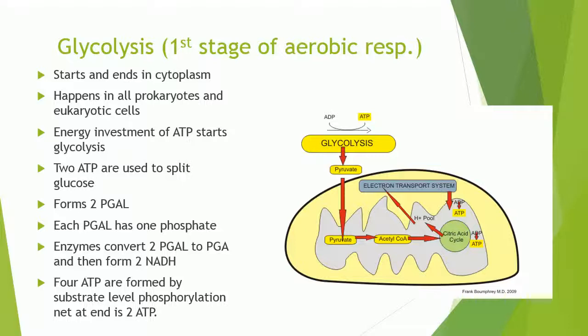That is a big long word. We're not going to worry about what pGAL stands for. Each pGAL is going to have 1 phosphate. Enzymes are going to convert 2 pGALs to pGA, and then they're going to form 2 NADHs. This is just the intermediate steps that happen during glycolysis. Then you're going to have 4 ATP that are formed by substrate level phosphorylation, and you're going to get a net ATP of 2 at the end.